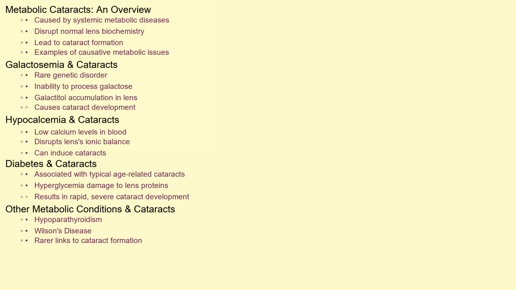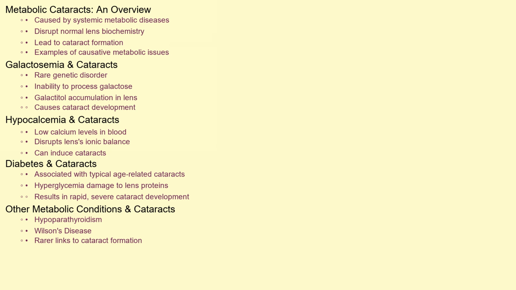them. Metabolic cataracts are primarily caused by systemic metabolic diseases that disrupt the normal biochemical processes of the lens. Galactosemia, a rare genetic disorder where the body can't properly process galactose, is a prime example. The accumulation of galactitol in the lens leads to cataract formation. Hypocalcemia, or low calcium levels in the blood, can also induce cataracts by disrupting the lens's ionic balance.